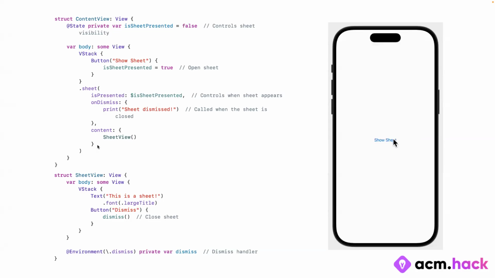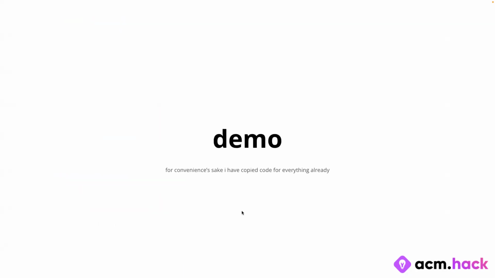And then the content itself is the sheet view. It just says this is a sheet and a button for dismiss. This is also something to note about sheets: if you want to dismiss the sheet, there's this environment dismiss variable you can add and the function dismiss if you want to close it. But yeah, that's all that a sheet is.